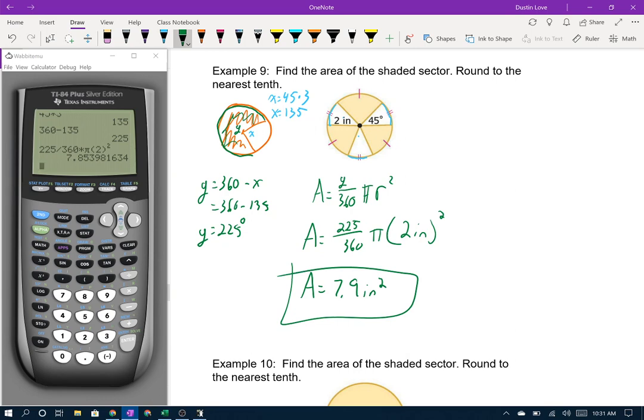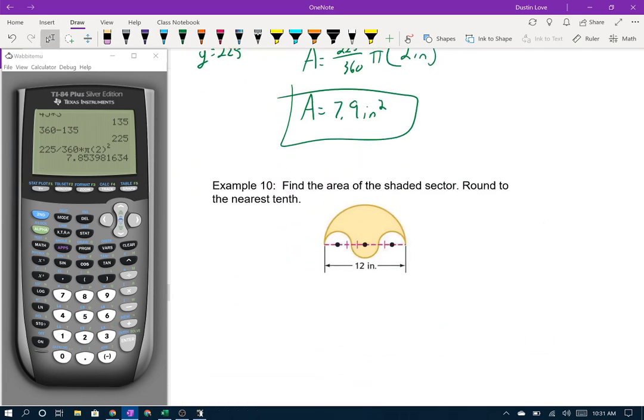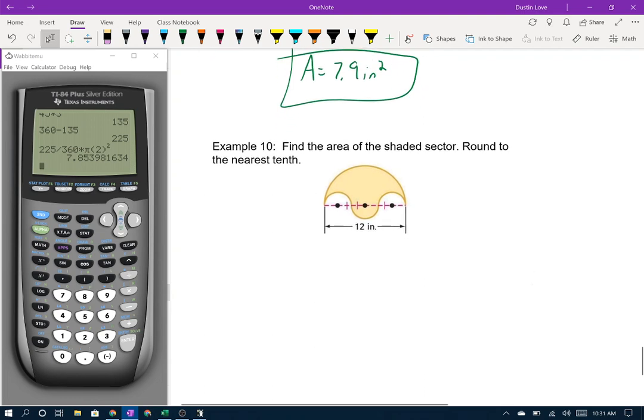All right, the last example of the day. I'll run it out right at 30 minutes, so we'll get this done as quick as we can. Find the area of the shaded sector. This guy looks kind of funky.